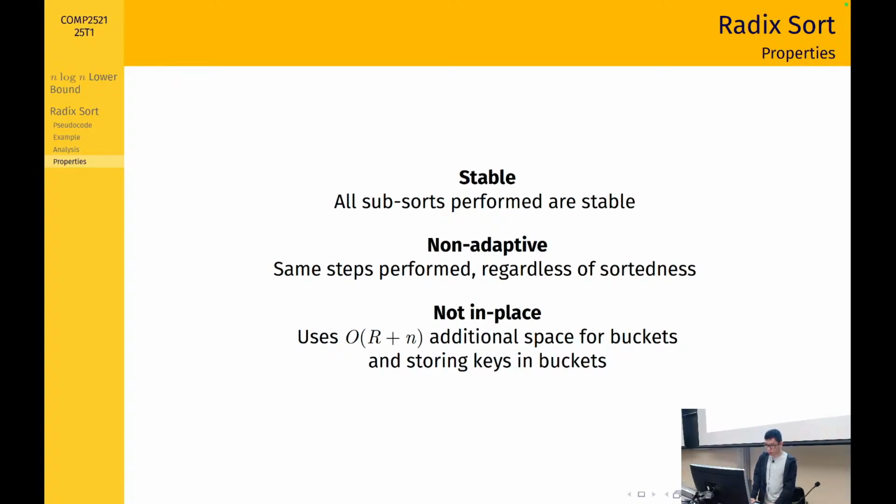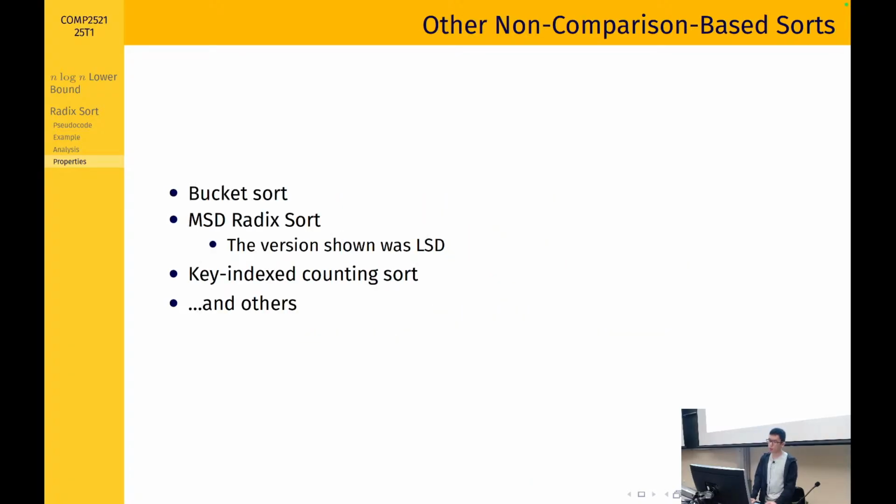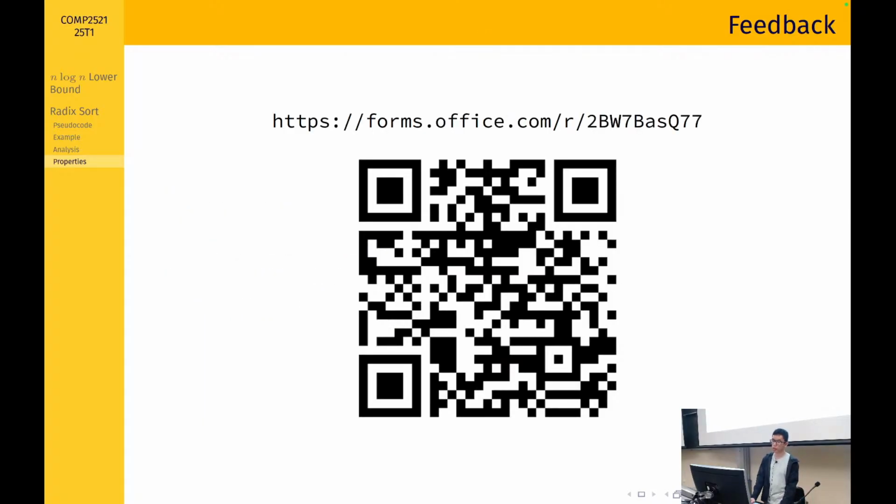Okay, and with that, there are some other non-comparison-based sorting algorithms you could look at if you're interested. So there is something called bucket sort. There are other variations of radix sort. One's called most significant digit. The version that we looked at was least significant digit because we looked at the least significant digit first. And there's also key indexed counting sort and others. But with that, that's the end of sorting algorithms.